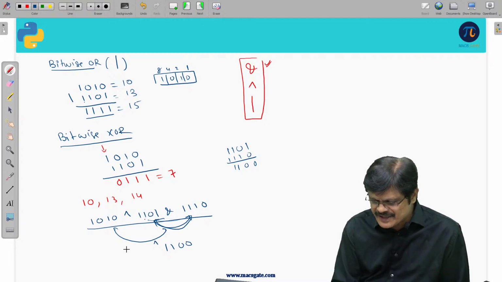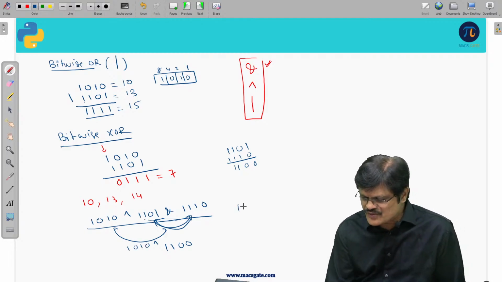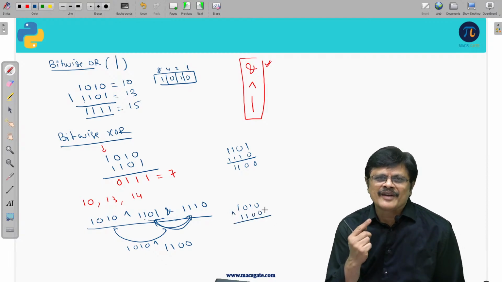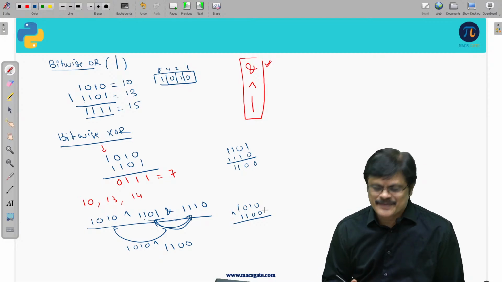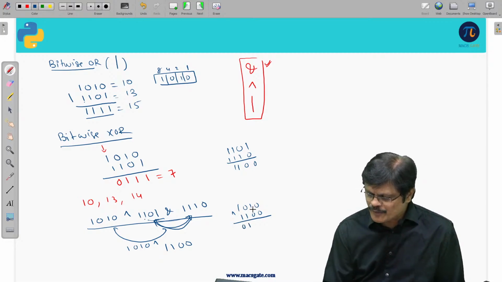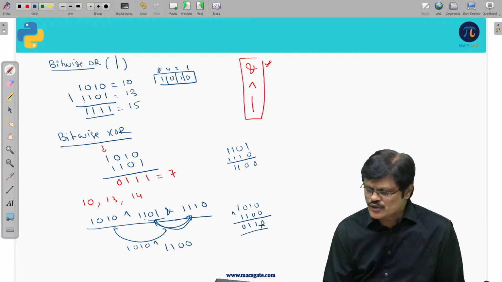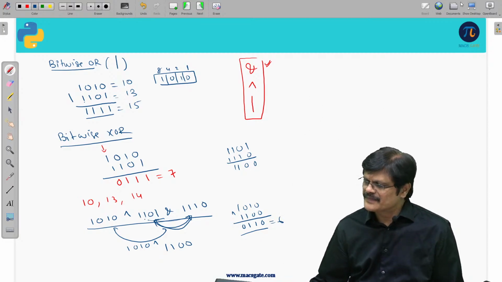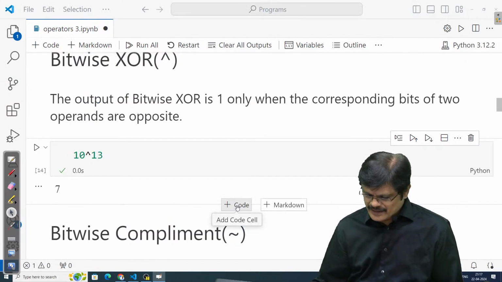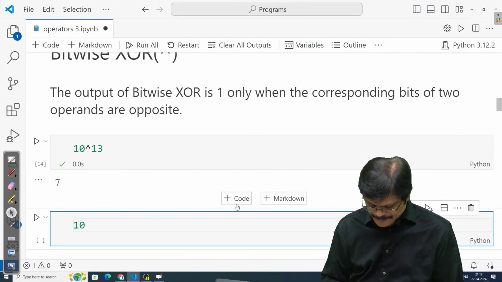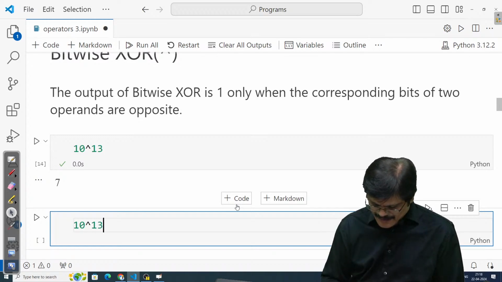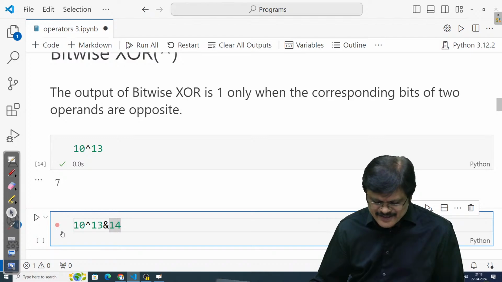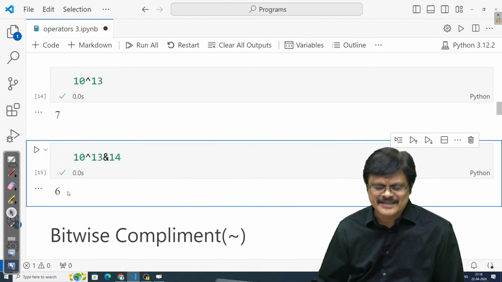Then XOR operation with this, that is 1 0 1 0 XOR with 1 1 0 0. Here we are doing XOR. XOR will give you 1 if both are opposite values. So here it is same, therefore 0, opposite therefore 1, opposite therefore 1, same therefore 0. So what is the answer? 0 1 1 0 is the answer, that is 6. So let us check this. 10 XOR 13 AND 14. The expected result is 6.